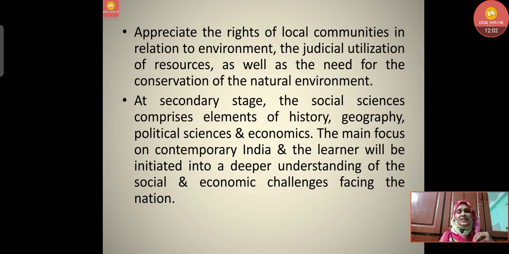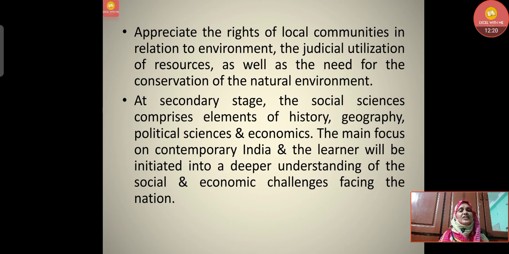Obviously, in the previous thing I explained about the example, how they will be able to understand critically problem solving, why our natural resources are decreasing day by day, how can we conserve. So how we will do all these things, they will understand at this stage.